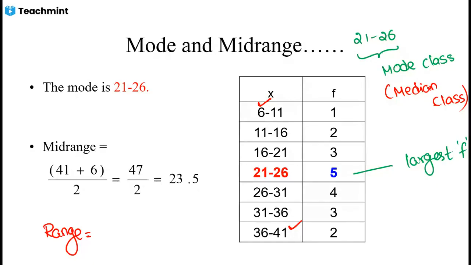Range is 35, right? So just subtract the highest, last row last one, from the first row first one, which is 35. Okay. Now, I hope you got the clarity on how to do mean, median, mode, mid-range, and range for grouped data and ungrouped data.